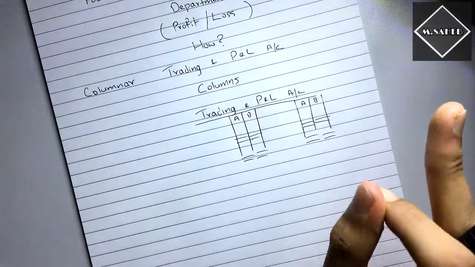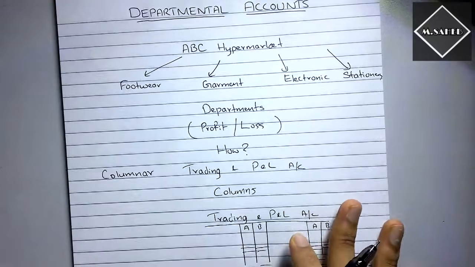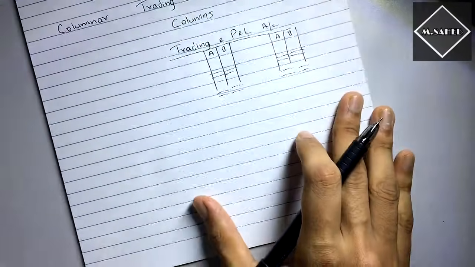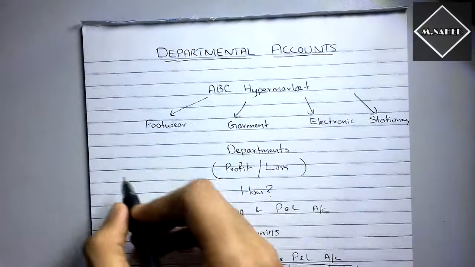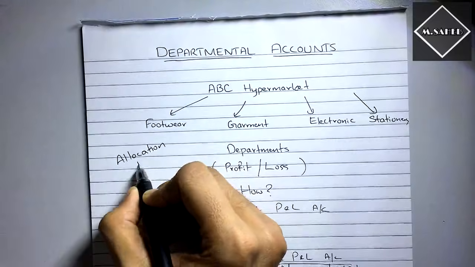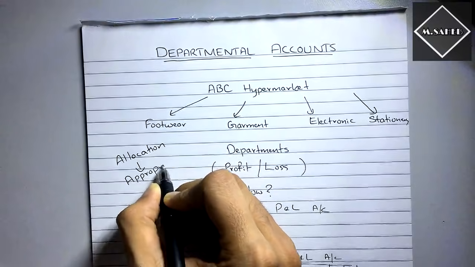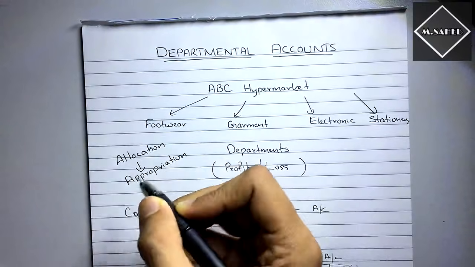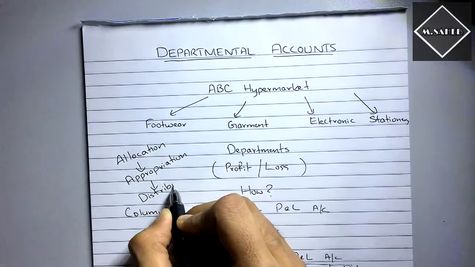Simple. But the only big thing in this chapter, the only big thing I will tell you, is allocation. Now what do you mean by allocation? Allocation means appropriation. Now what does appropriation mean? That's distribution. Simple, right? All these are synonyms.